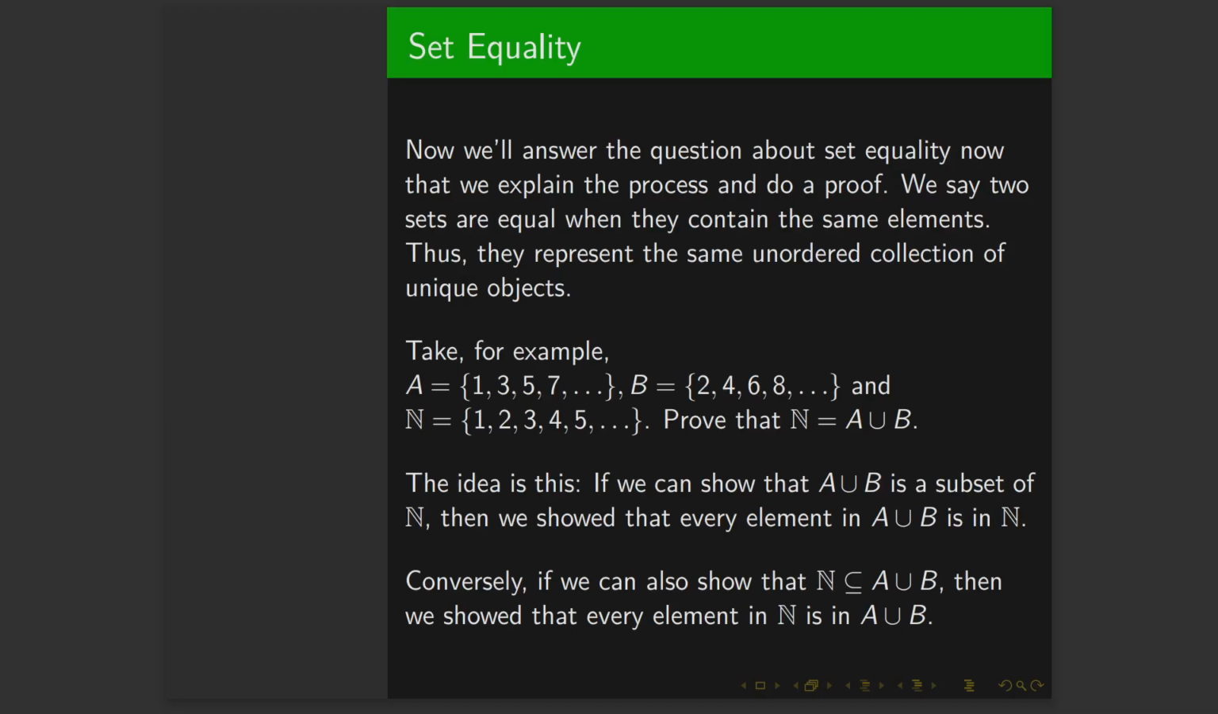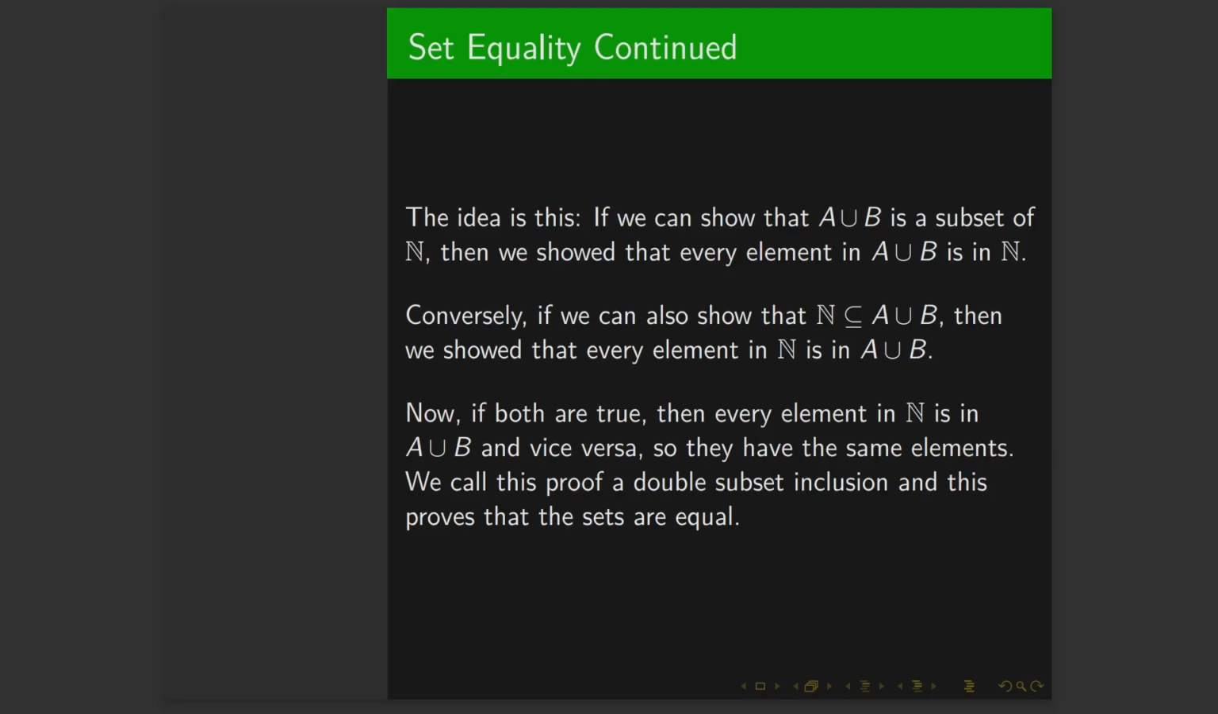So what we do here is we show that N is a subset of A union B, and show that A union B is a subset of N. And by doing so, we get that they're equal. And we call this a double subset inclusion. And this proves that the sets are actually equal.